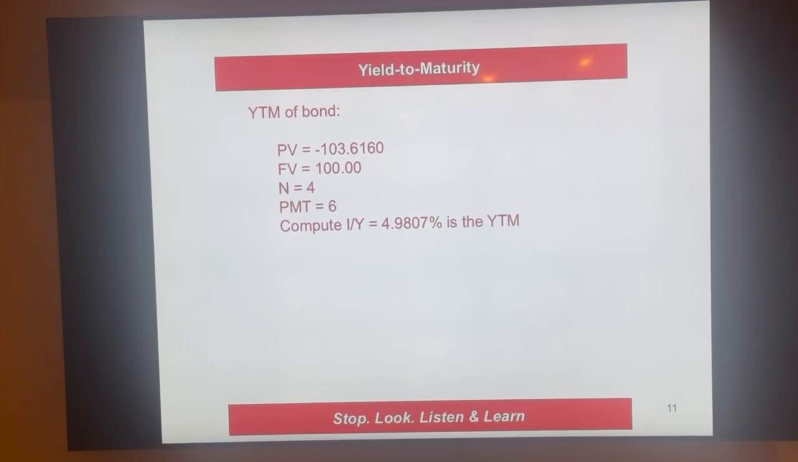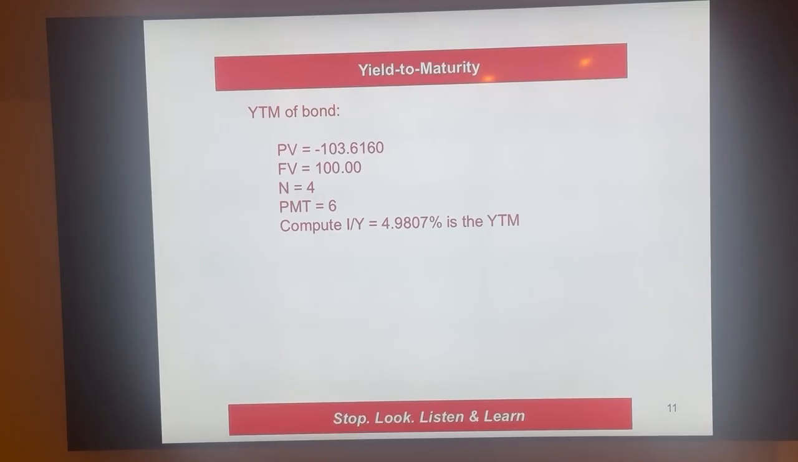And we know that this is a 4-year bond, so the number of periods will be 4 years. And then we also know that this bond is going to make an annual coupon payment of $6 each of those 4 years, so the payment would be $6. And when you enter those 4 items, then you hit compute I/Y, or compute I if you're using the HP 12 calculator, and that will give you an interest rate of 4.9807%. And that represents the yield to maturity on this particular bond here.